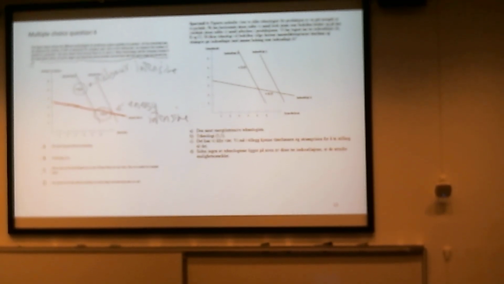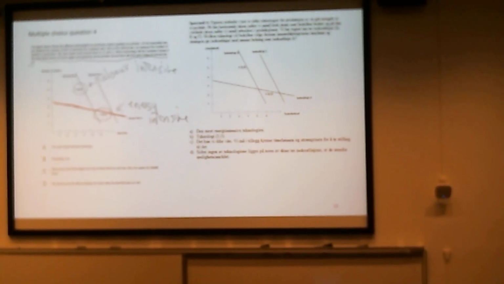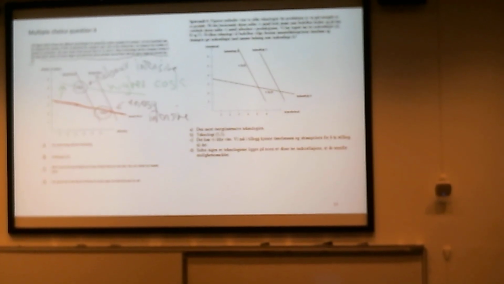Energy. Why? It's cheaper. How can you explain it? Why is it cheaper? Because if the red one is the line, we find that being up here is more costly, higher cost. So the right answer is A.